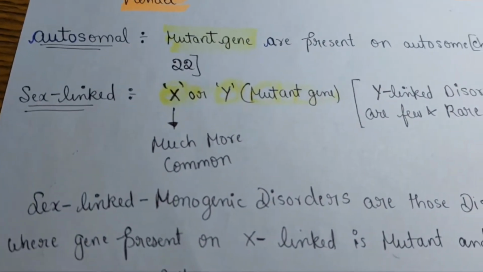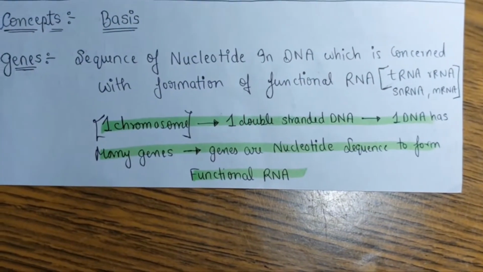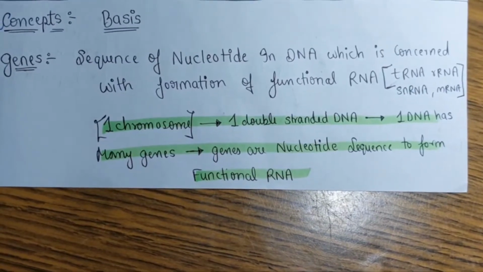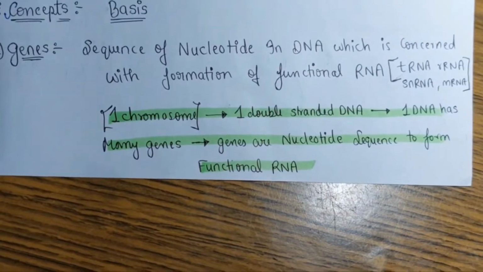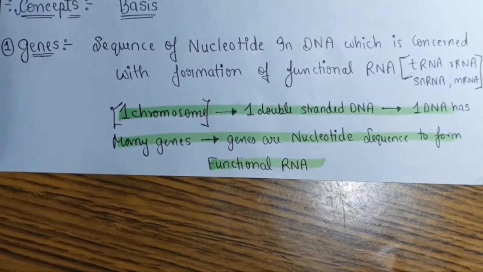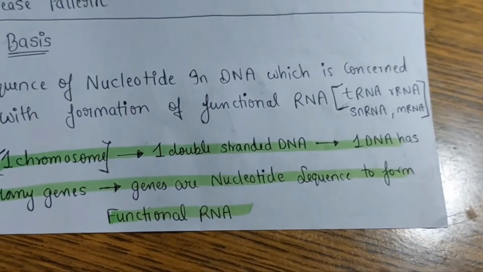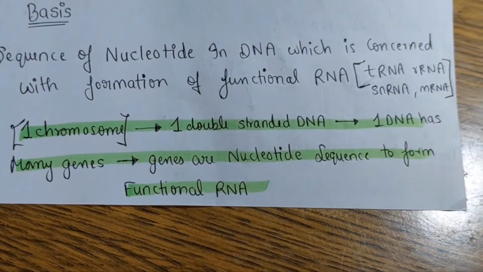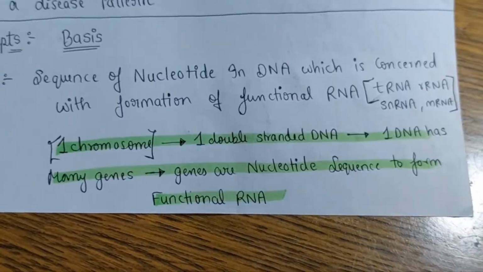Now, before we go ahead, we need to clear some concepts, such as what is a gene. A gene is a particular sequence of nucleotides, or DNA, which is associated with the formation of a particular functional RNA. That RNA can be rRNA, mRNA, tRNA, or snRNA. A single chromosome has a single double-stranded DNA, and that double-stranded DNA has many genes, which have nucleotide sequences, and those nucleotide sequences are responsible for the formation of different functional RNA.